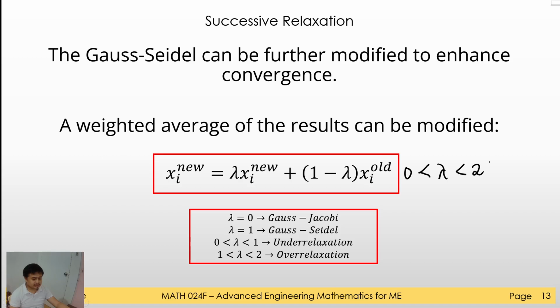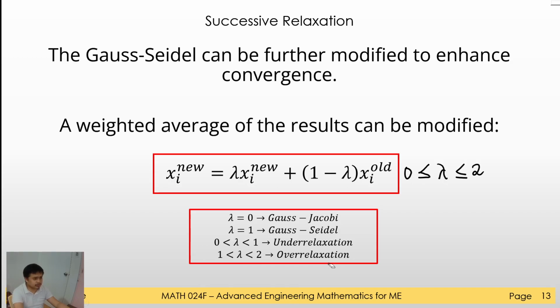Okay, so remember this. If lambda is equal to 0, it is Gauss Jacobi. If lambda is equal to 1, then it is Gauss Seidel. And then actually it should be less than or equal to, for under relaxation in between 0 and 1, over relaxation 1 to 2.